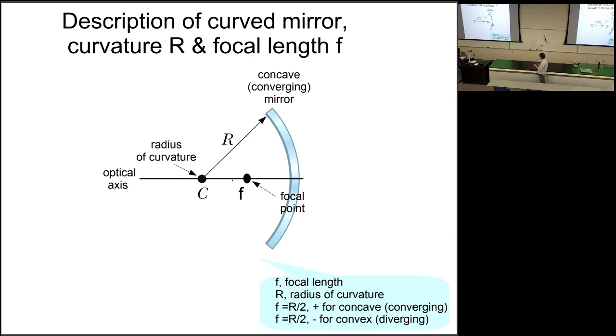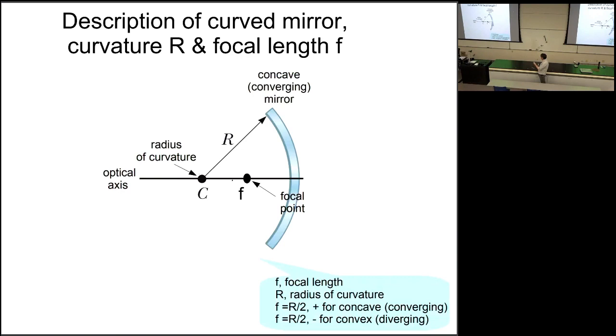Let me make a couple of remarks about these two points. This mirror here is a converging mirror. We'll see it bends the light towards the optical axis. And for a converging mirror, the radius of curvature, what we call R, and this focal length are positive numbers. So in this particular drawing, R and F are positive numbers.